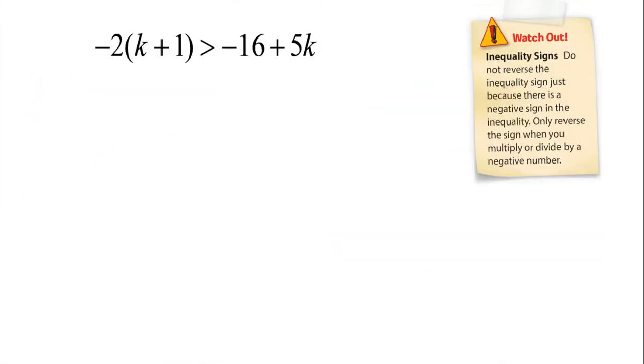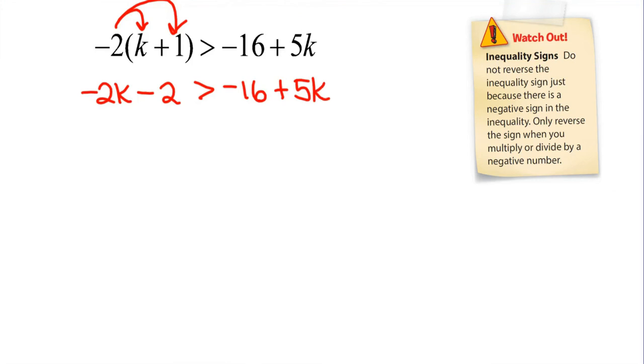Next, we've got a little more complex one. And then again, a reminder, do not reverse the inequality sign just because there's a negative sign in the inequality. Only reverse the sign if we multiply or divide both sides by a negative number. So keep that in mind before you panic when you see a negative number in an inequality. Going to get rid of the parentheses here, again using the distributive property: negative 2k minus 2 is greater than negative 16 plus 5k. And now I have variables on both sides of this inequality, so I am going to pick on the little guy, which is my negative 2k. So I'm going to add 2k to both sides. This does not affect my inequality symbol at all.